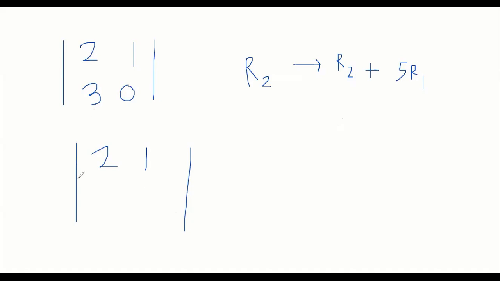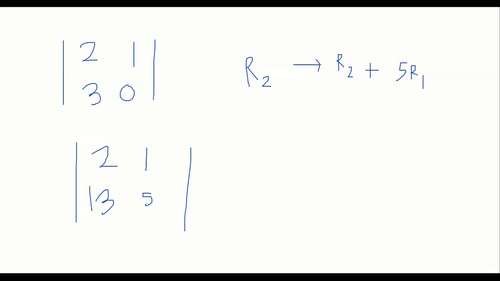5R1 means 5 into 10 plus 3, 13. And 5 of 1 is 5, 5 plus 0. Let's see whether the value is coming same or different, guys. This is same, sir ji. -3. It is coming same, right? Yes sir.